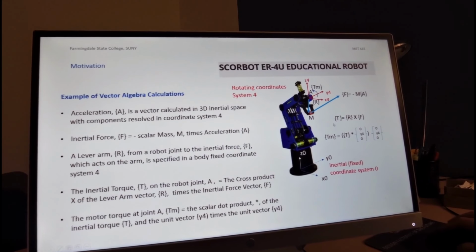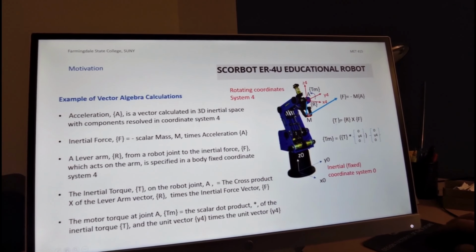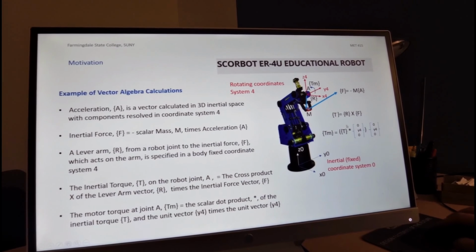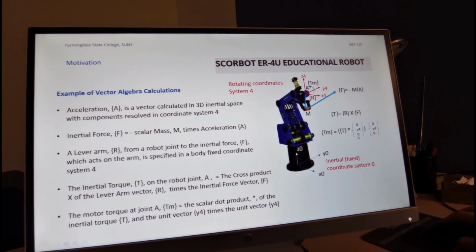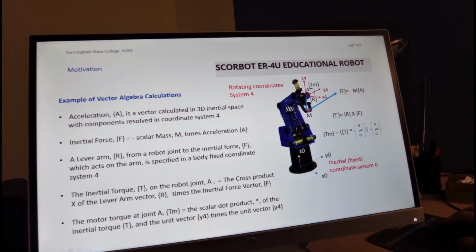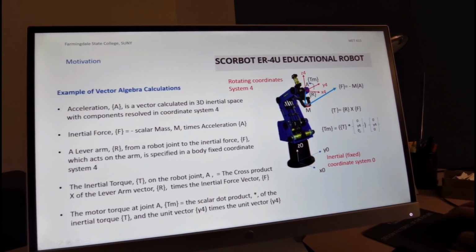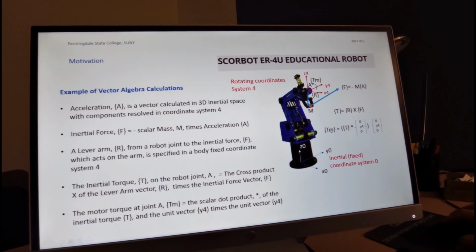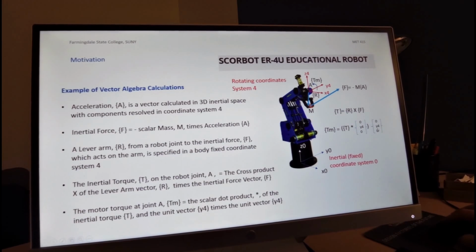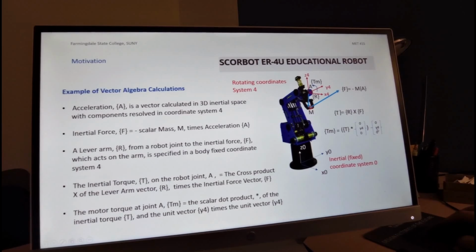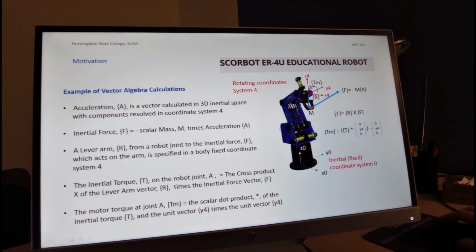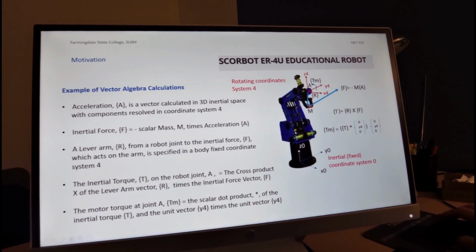The way to find the resolution of this torque along this axis is to do the dot product of the total torque with a unit vector along the y-axis. And that gives us a vector, which is the motor torque, in the direction of unit vector y4. This is an example of a typical problem that we encounter in robotics.